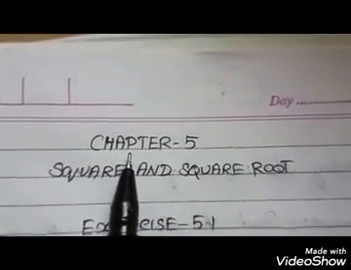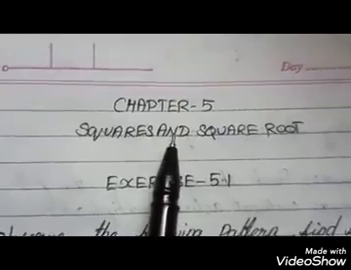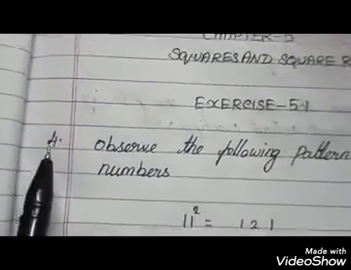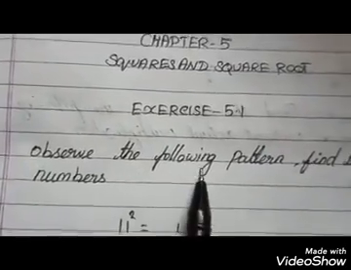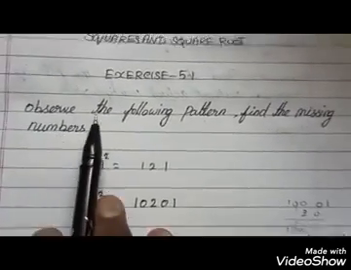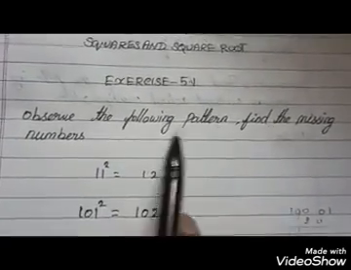Now we move on to chapter 5, squares and square roots. We have to continue exercise 5.1, Roman letter 4. Observe the following pattern and find the missing numbers.